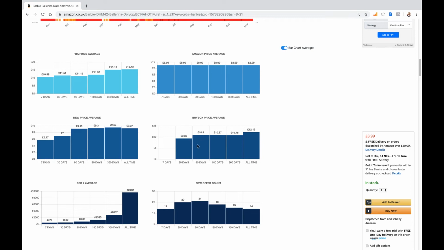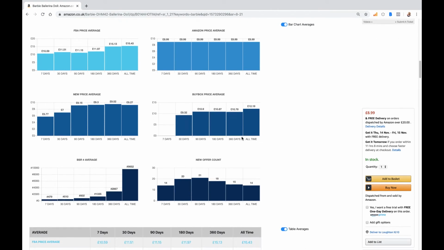Same with the buy box. You can have a look at what's going on with the buy box where there's enough information. Obviously, if there's not enough information to tell you what's going on, it will leave it so that you have to have a look for yourself. But where there's enough information to be able to tell you what the average is, then it will do that and work that out for you.